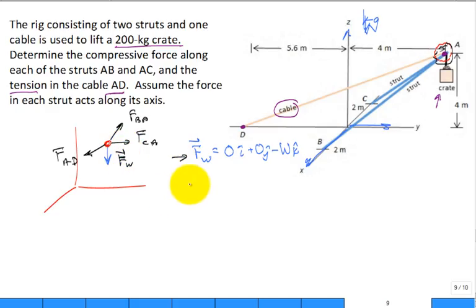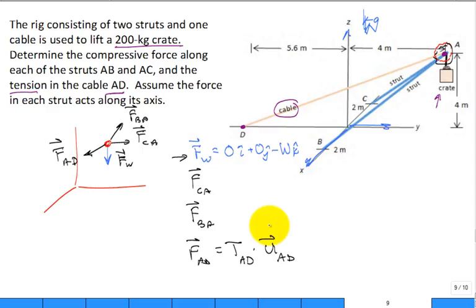How could I get the force as a 3D vector of the strut compression from A to C? How do I get the force B to A? Did I say C to A or not? I don't know if I misspoke there, sorry. And then the force A to D. Well, it's going to be a constant. This one's going to be the tension in the cable A to D times a unit vector. Going from where? From A to D. I love unit vectors, don't you? We can do it. We can do these unit vectors.